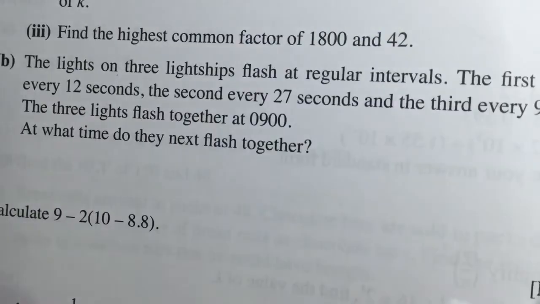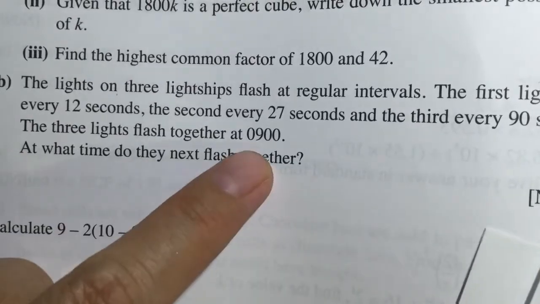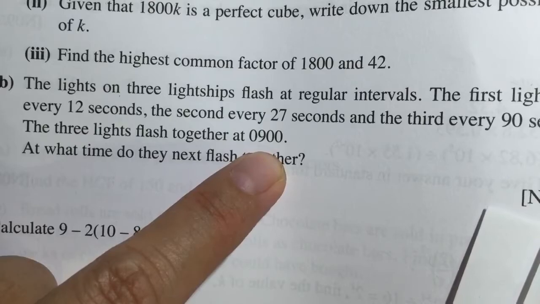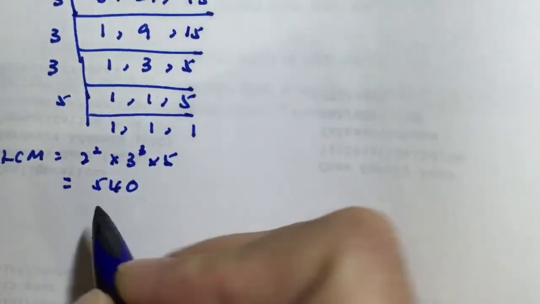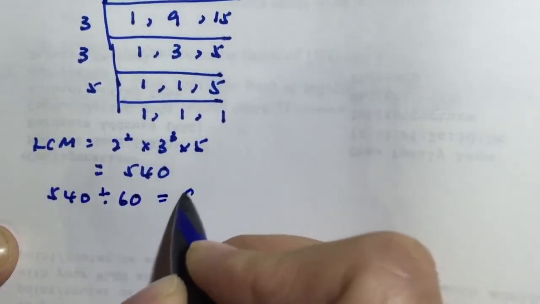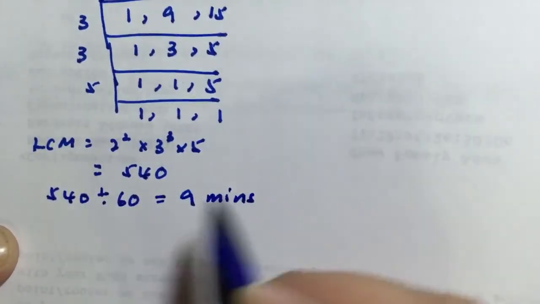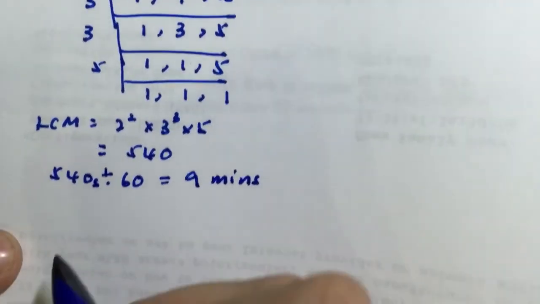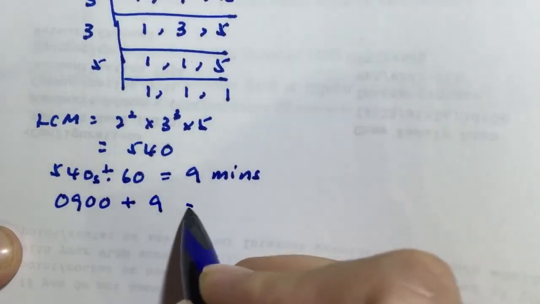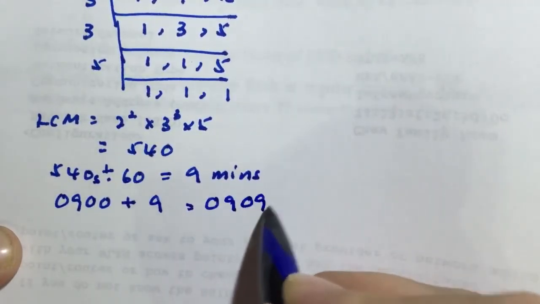But the question did not ask you for that. They say that the previous time they flashed together was at 9 o'clock. What time will they flash together again? So don't forget we are talking in terms of seconds here. So we have 540 divided by 60. This will give me 9 minutes. So I'm changing from seconds to minutes. So if the last time they flashed together was at 9, our time will be 0909 hours.